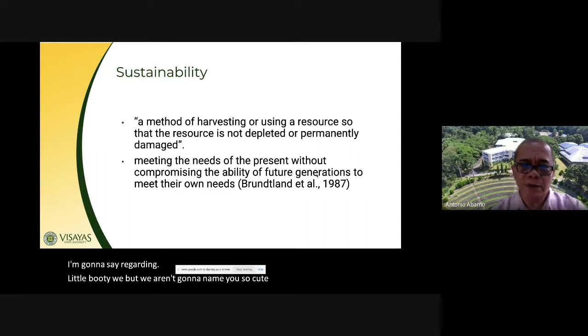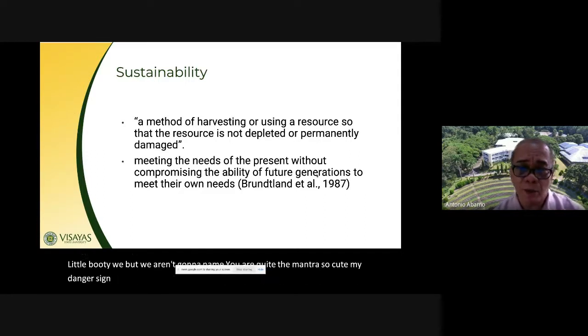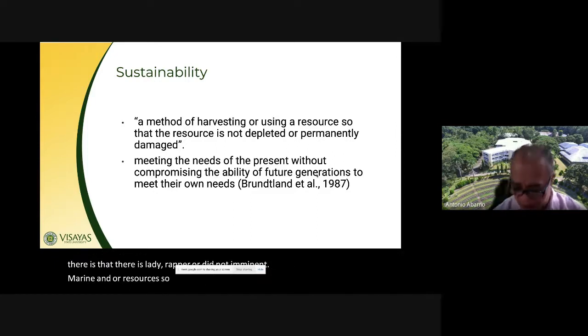Maybe a danger sign, so be responsible. You are endowed with very rich marine resources. Take care of them. Our fish will run out in the late summer if you do not take care of your marine resources. So, sustainability is very important.